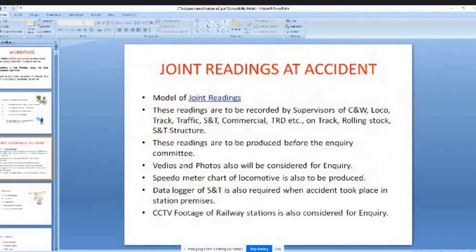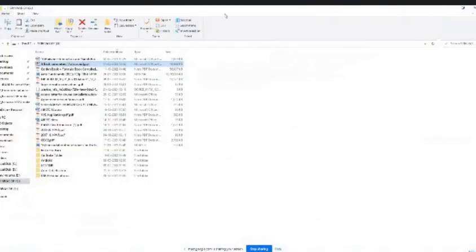Right. In the joint readings, one more thing that is very, very important is the sketch of the accident site. The sketch of the accident site is also very important. If you draw the sketch beautifully, and it is signed by all the persons, that also gives you more information. Here, I will show you one sketch that is given by Railway Board.